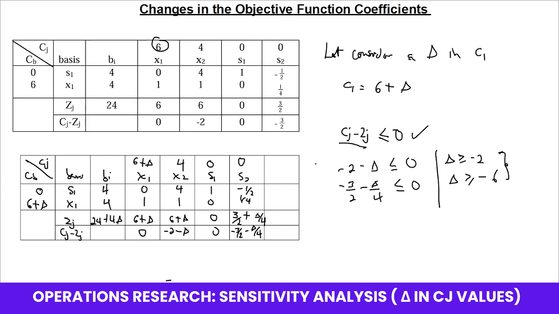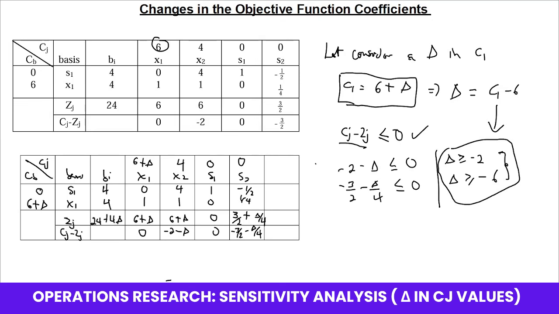But we know that C1 is equal to 6 plus delta. So we make delta the subject here too. So we get delta is equal to C1 minus 6. So you come and substitute this into this. So now we are going to have C1 minus 6 greater than or equal to minus 2, and then C1 minus 6 greater than or equal to minus 6.